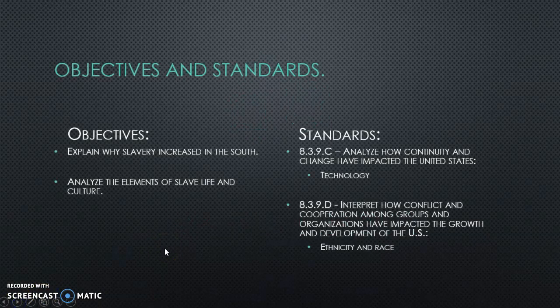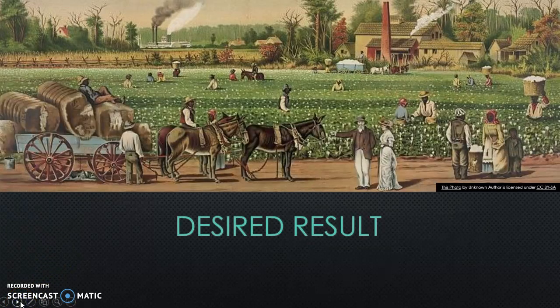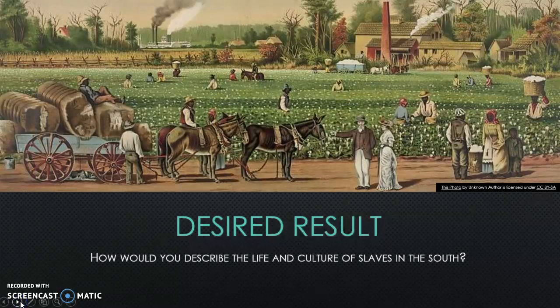So our objectives and standards are to explain why slavery increased in the South and to analyze the elements of slave life and culture. And please read the standards there. And our desired result: how would you describe the life and culture of slaves in the South?